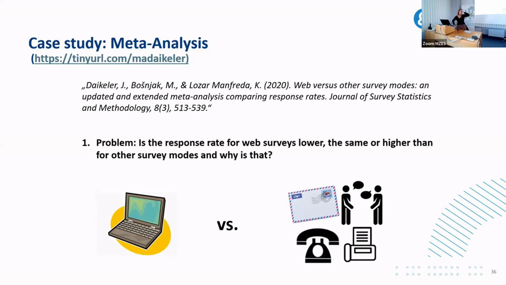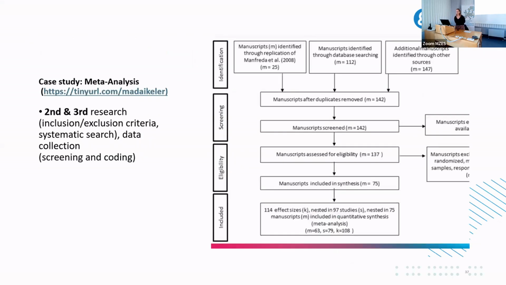Here we compared all experimental studies which were out there, where respondents were randomly assigned to either web mode or another survey mode, which could be telephone mode, face-to-face mode, or mail mode. Then we had the inclusion and exclusion criteria in our search procedure: we only wanted to include studies which used randomized controlled trials, where they really assigned respondents randomly to one of these methods.